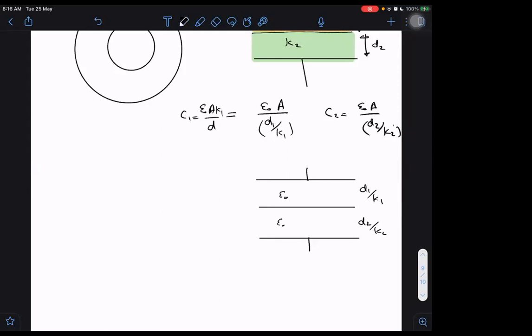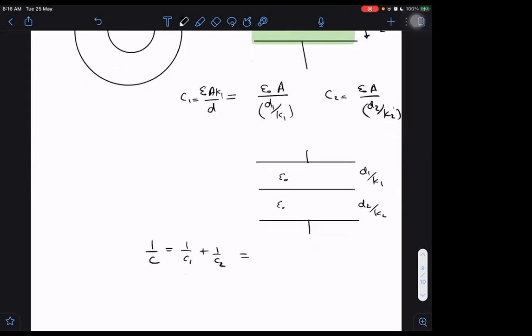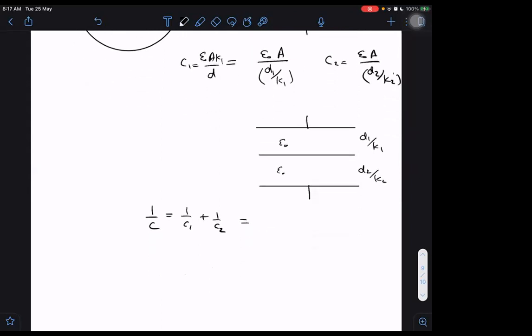Then what will be the effective capacitance if these are in series? 1 by C1 plus 1 by C2 will be equal to 1 by C, which comes out to be 1 by epsilon naught A, taking common, into K1 by D1 plus K2 by D2. Wait a second.